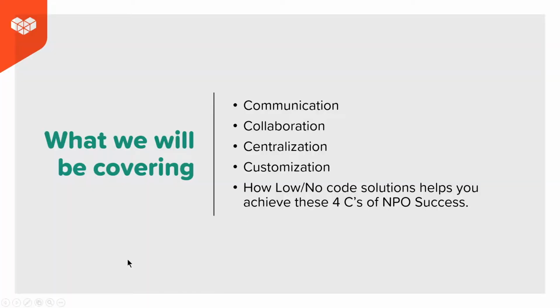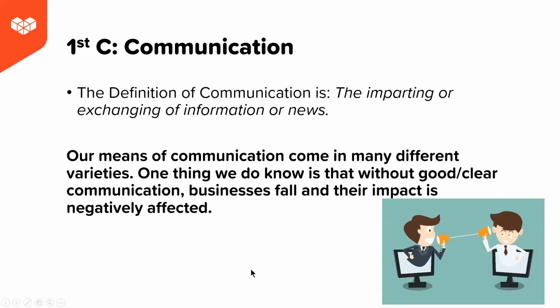So what we'll be covering today is the 4 C's of nonprofit success: communication, collaboration, centralization, customization. Then we're going to also talk a little bit about how low-code, no-code solutions help you achieve these 4 C's of nonprofit success. So let's just jump right into the first C, communication. The definition of communication is the imparting or exchanging of information or news. So our means of communication can come in many different varieties. But one thing that we have found and we know is that without good and clear communication, businesses will fall and their impact will become negatively affected.